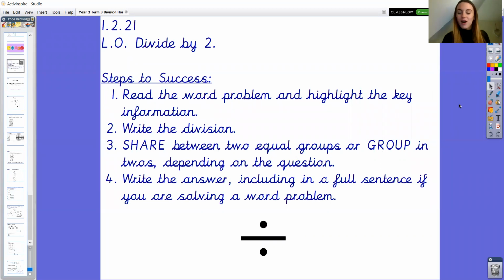Well done, Year 2. So our steps to success today. First of all, we're going to read the word problem and highlight the key information. Next, we're going to write the division. Then we'll need to think about, are we going to share between two equal groups or group in twos? Now this will depend on the question. And lastly, please write the answer, including in a full sentence if you're solving a word problem.